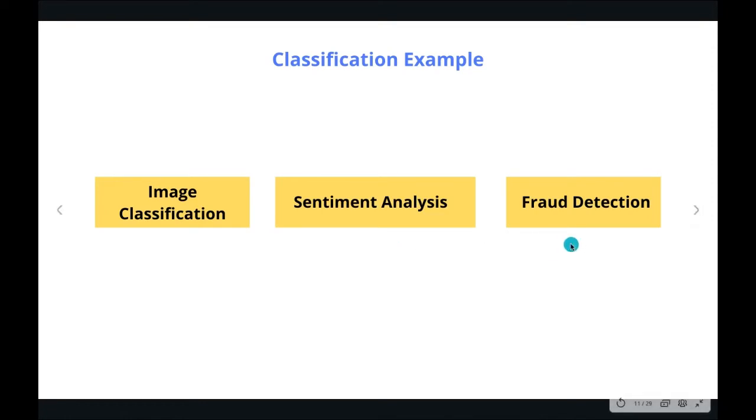Another example of classification is fraud detection. Class A is that fraud has happened, and class B is that fraud hasn't happened. So using these algorithms, we are also able to develop fraud detection systems.